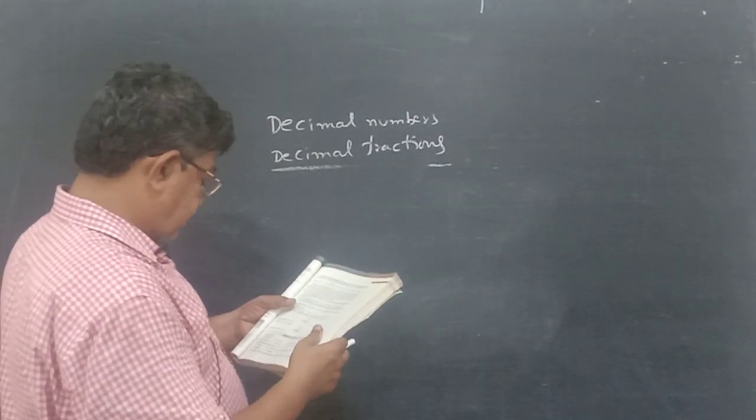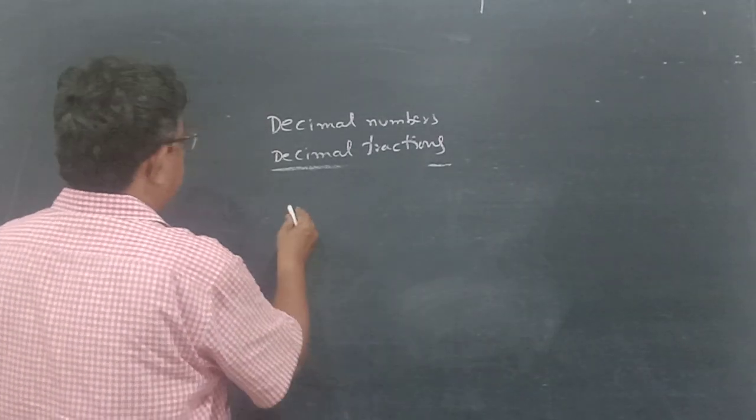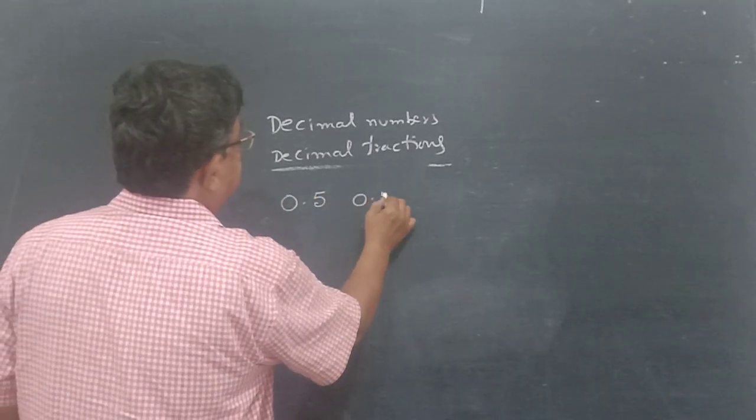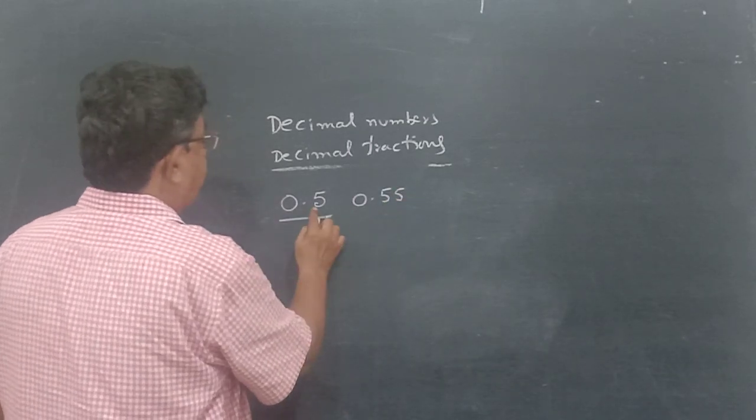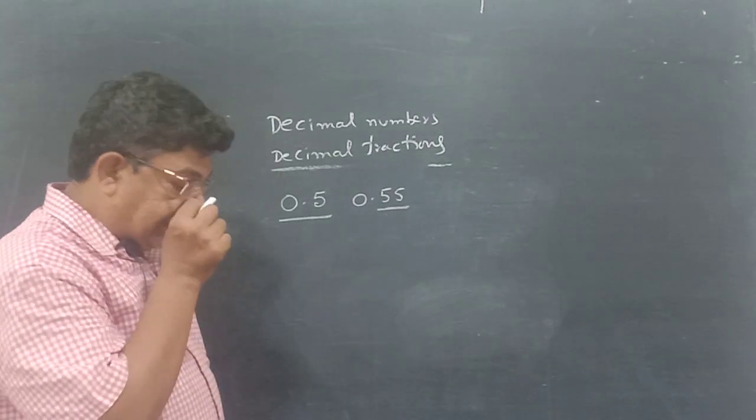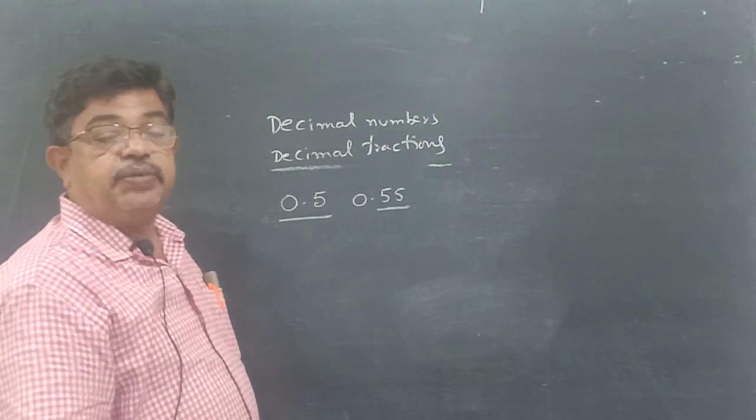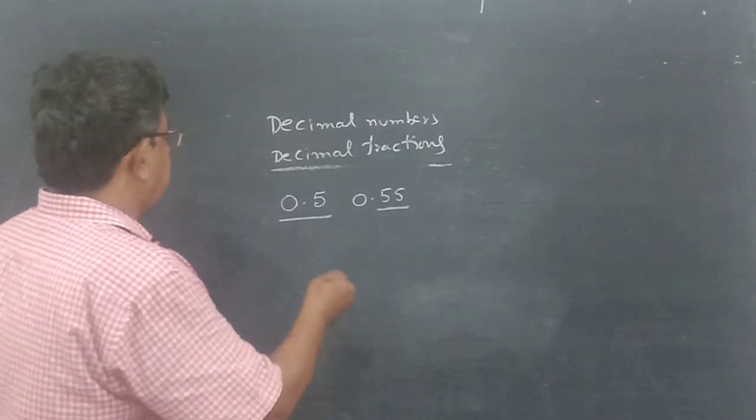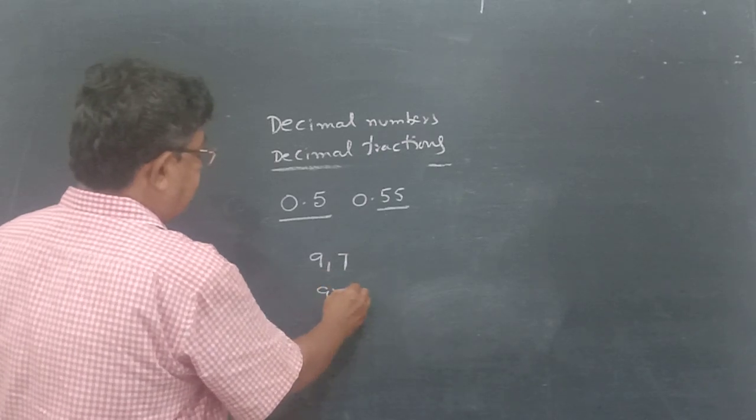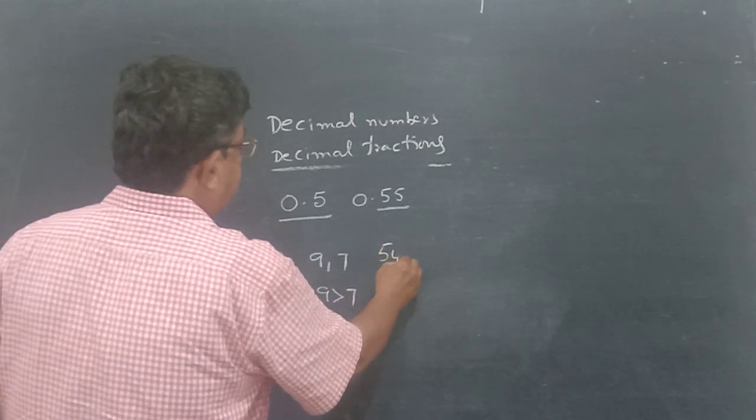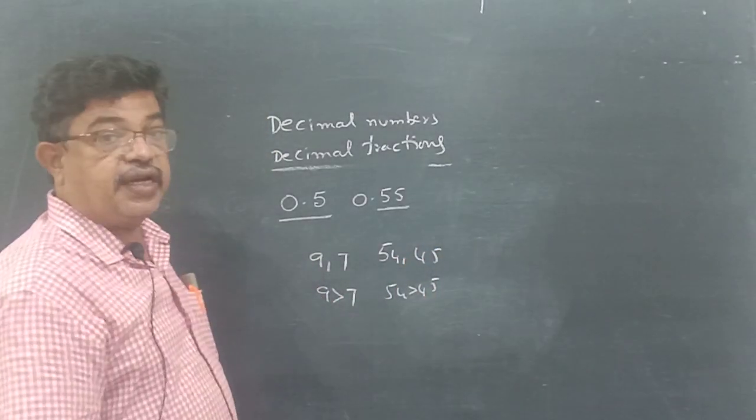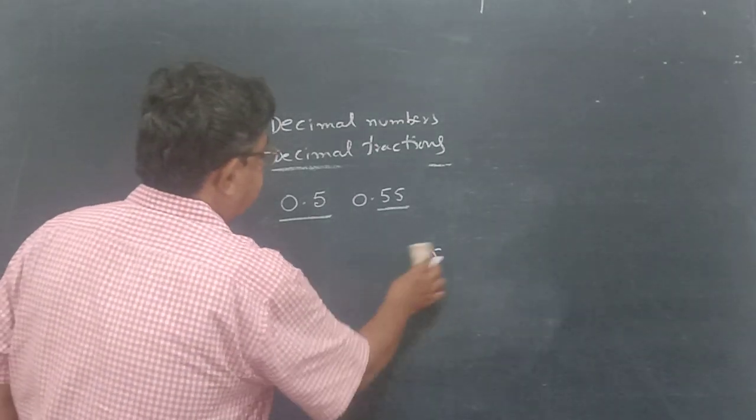Next, we are comparing decimal places. What is this value? It is 0.5. What is this value? It is 0.55. Here you have one decimal place and here you have two decimal places. Just like in numbers, here also we are going to compare decimals. Suppose you compare single digit numbers, which is greater 9, 7, you say 9 is greater than 7. Which is greater 54, 45, you say 54 is greater than 45. This comparison we learned in earlier classes. Now we are going to compare decimal numbers.